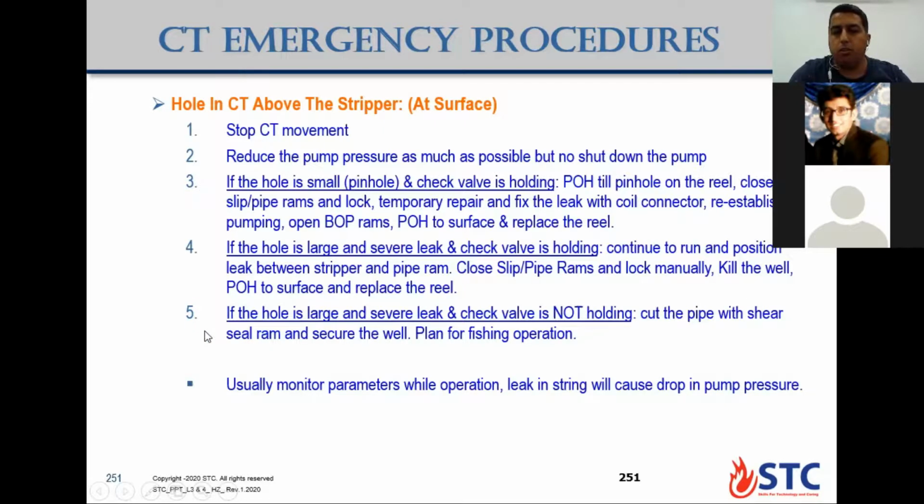Third option, to cut. Here, if the hole is large and severe leak, H2S for example, and the check valve at the same time is not holding, so no choice here. Cut the pipe with the shear seal safety head, drop the coil tubing and secure the well with the Christmas tree, plan for fishing operation. So the last option here is to cut the coil tubing. Here, usually monitoring the parameters for the operation, leaks in the string will cause a little pressure drop in the pump pressure.